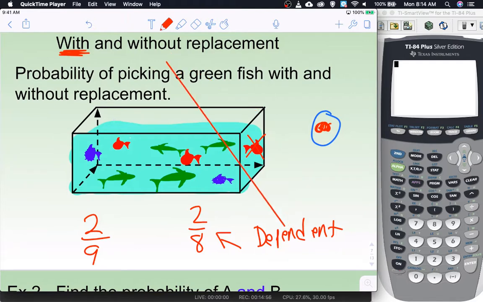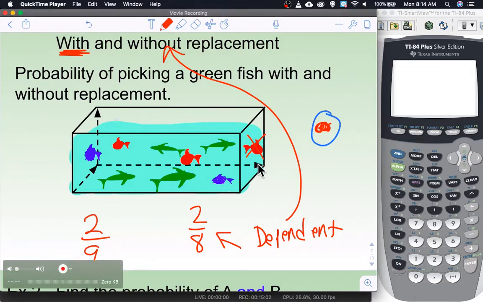Without replacement is a dependent event, because it depends on what you're pulling out the first time, which changes the probability of all the other ones. Like the chance of me picking another red fish, instead of being 3/9, is now 2/8, because if I pulled this red fish out, there's only 2 red fish left.